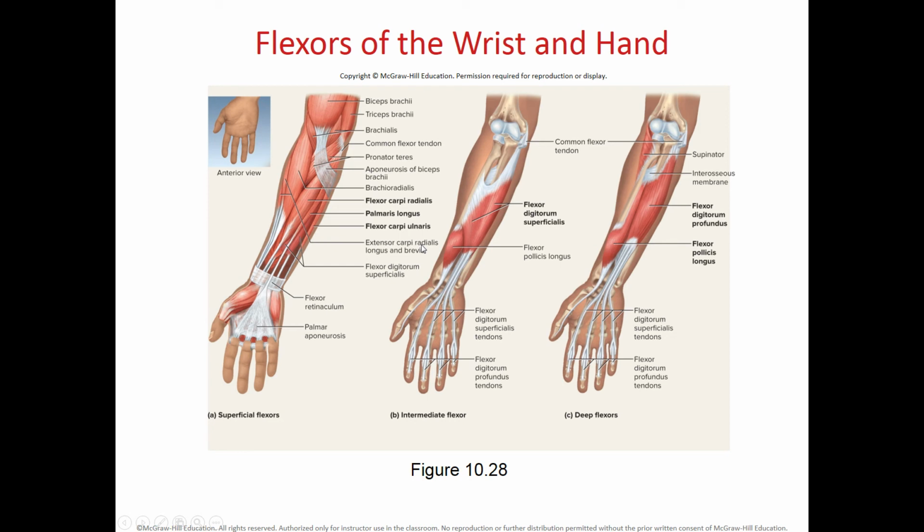And then the anterior compartment of the forearm contains the pronators and the flexors, and all are innervated by the median nerve except for the flexor carpi ulnaris and the medial part of the flexor digitorum profundus, which are innervated by the ulnar nerve. So this one is innervated by the ulnar nerve together with this one, the flexor digitorum profundus. The rest are innervated by the median nerve, and this is the flexor pollicis longus. So this one helps us to flex the thumb together with the flexor pollicis brevis, which is underneath this one.